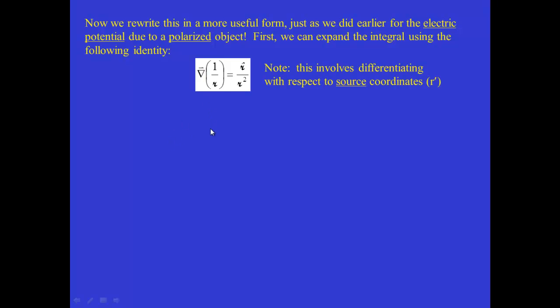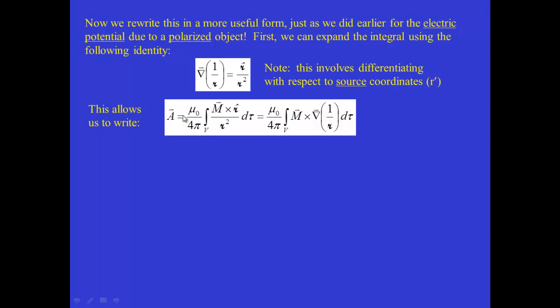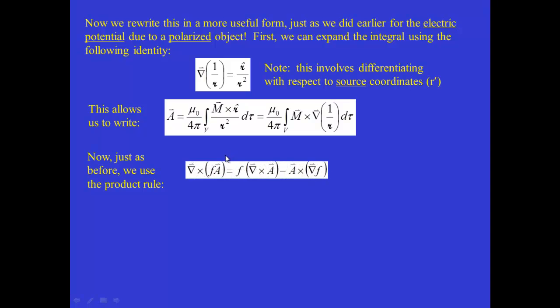So with this identity, we can go back to the original expression for A that was an integral over the volume of the magnetized object and replace r hat over r squared with the gradient of 1 over r. So what we have in the integrand now is M cross gradient of 1 over r integrated over the volume. Now this might look familiar, because in one of the product rules inside the front cover of the textbook, we have something that looks like that.